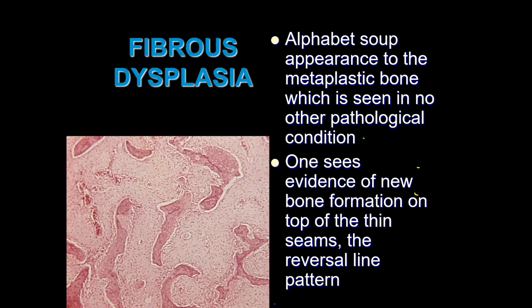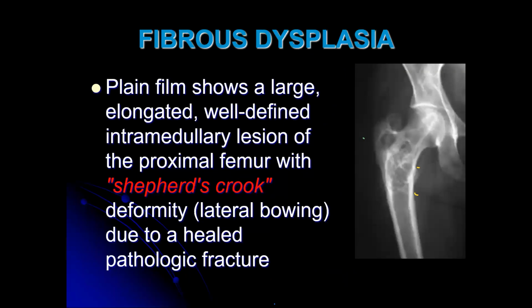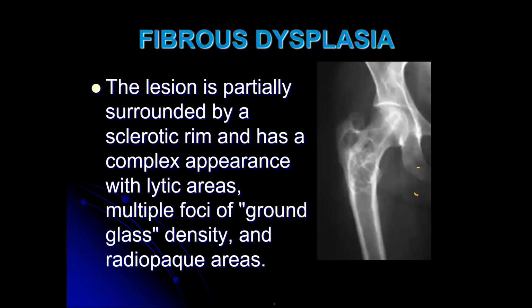And if you have a lesion and you want to correct it and replace it with normal bone, most of the bone is resolved with time. This is another case of fibrous dysplasia with shepherd's crook deformity.